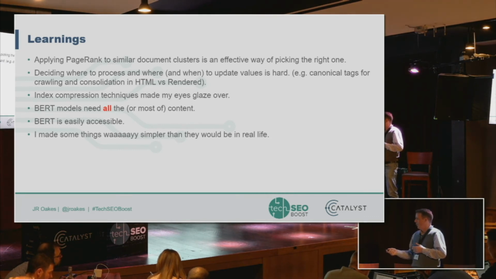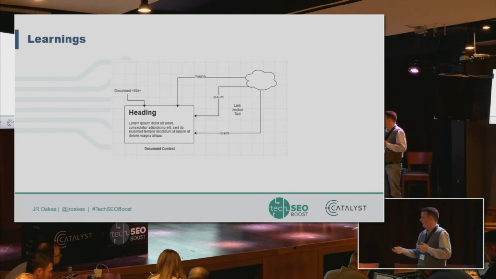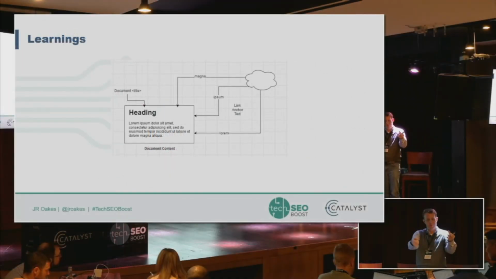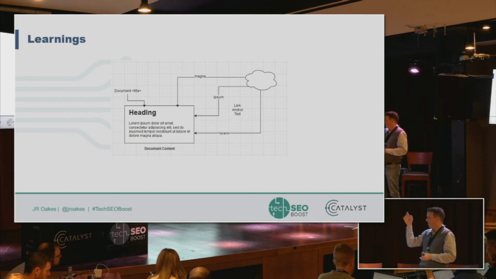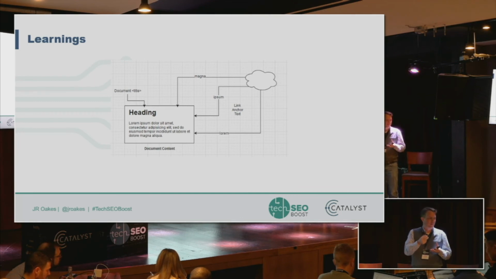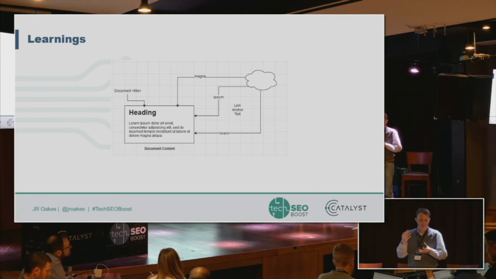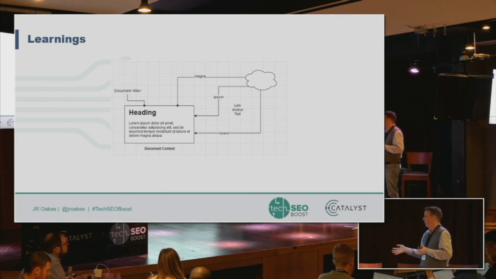I also made some things way simpler than they would be in real life. And I'm going to give a nod to Russ Jones, because he's the one that mentioned this to me a few years ago. Essentially I just have a box of content. I just scrape the page, pull the content, stick it in a box. For the titles, I did a title boost, which is just include the title 4 times, or 3 times, or 2 times, or 1 time, to make the words in that title either rank more or do better from a term frequency standpoint or not.